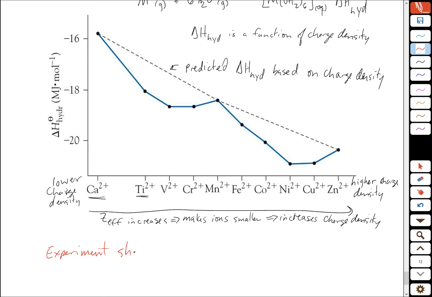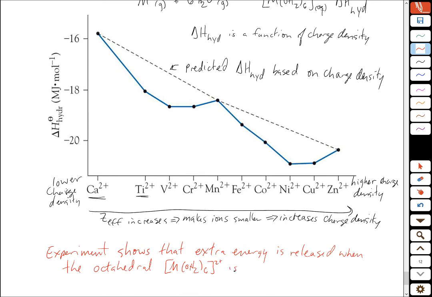Experiment shows us that extra energy is released when the octahedral aqua complex is formed. And so what is that energy? Where does that energy come from? That energy comes from the splitting of the d orbitals.